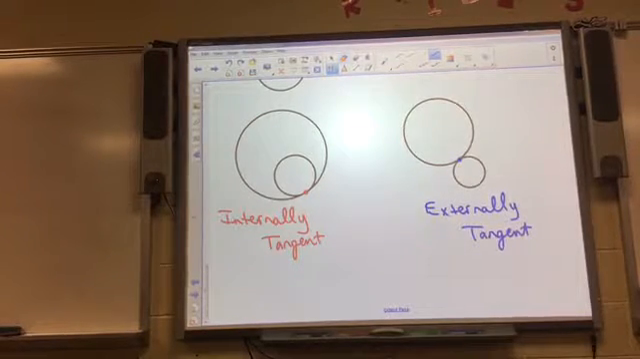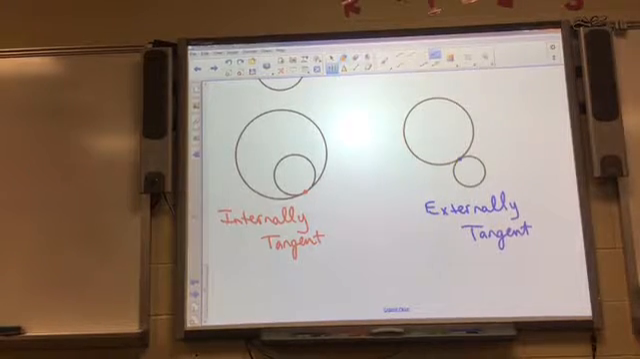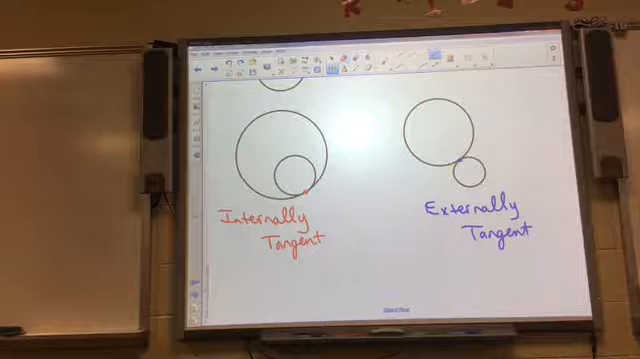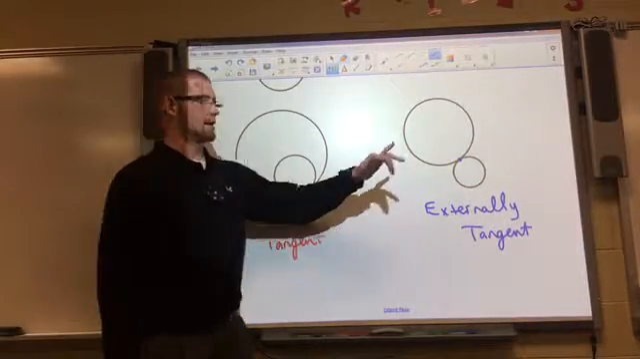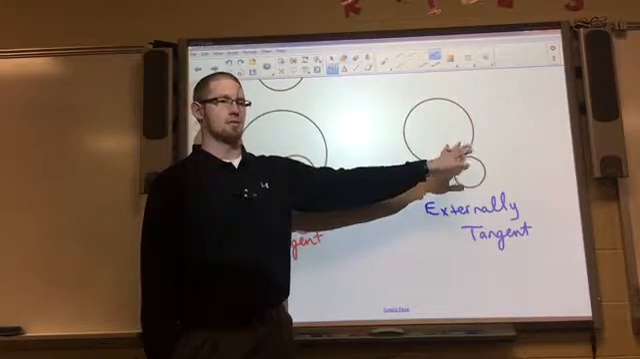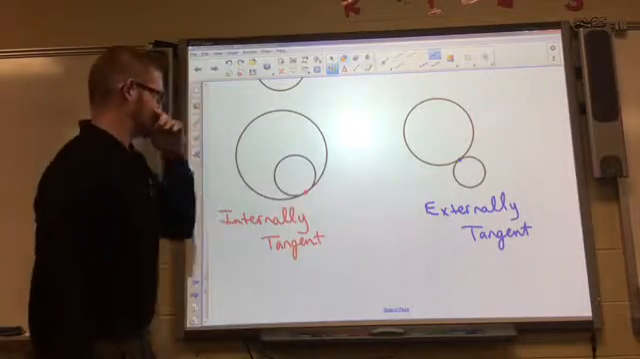Makes sense, right? Okay, this is going to get confusing in a second, so bear with me. Make sure you have this down. Internally tangent, because one's inside the other. Externally tangent, because they're both on the outside of each other, right? Okay.